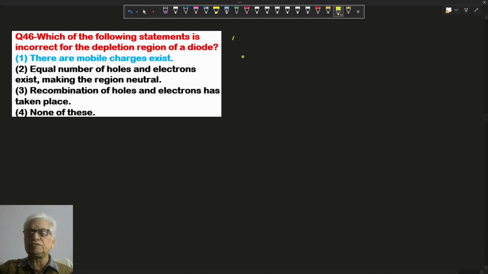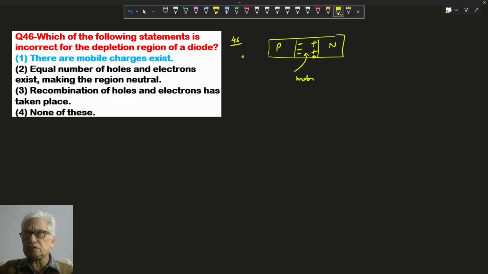Here in this question, in the depletion region, ions are there which are immobile, two negative. There are no mobile charges. Mobile charges come here, holes and electrons, they will diffuse. So there are no mobile charges in the depletion region. Means option 1 is correct.